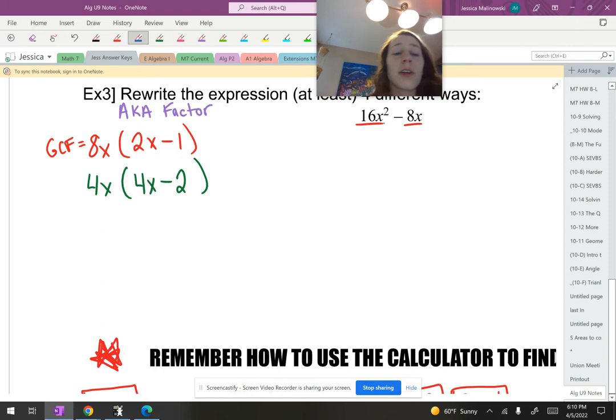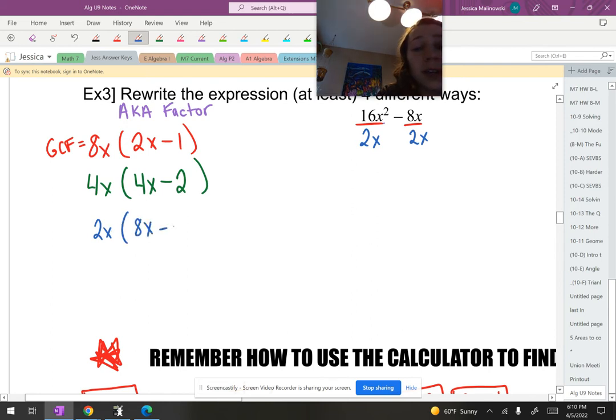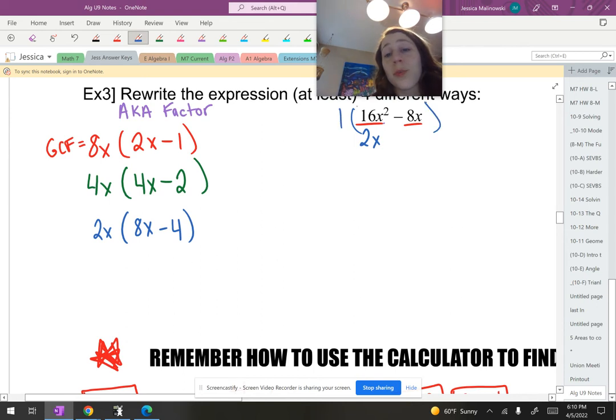Instead of taking out a 4x, I can go smaller, and I can take out a 2x of each piece, leaving me with 8x minus 4. I think that's it for numbers. 1 doesn't change anything because it's just parentheses with a 1 outside. That's not really rewriting it at all.